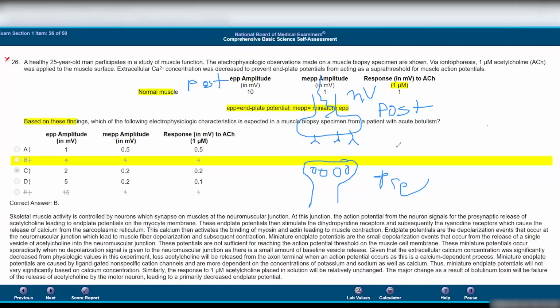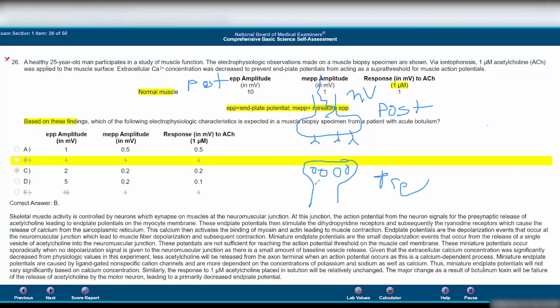Now they're saying what happens in botulism. So with this kind of question, I know this sounds weird, but you have to put yourself in the test's shoes: what is the test trying to test me on? Which is the mechanism of botulism, correct? Talk to me about the mechanism of botulism.